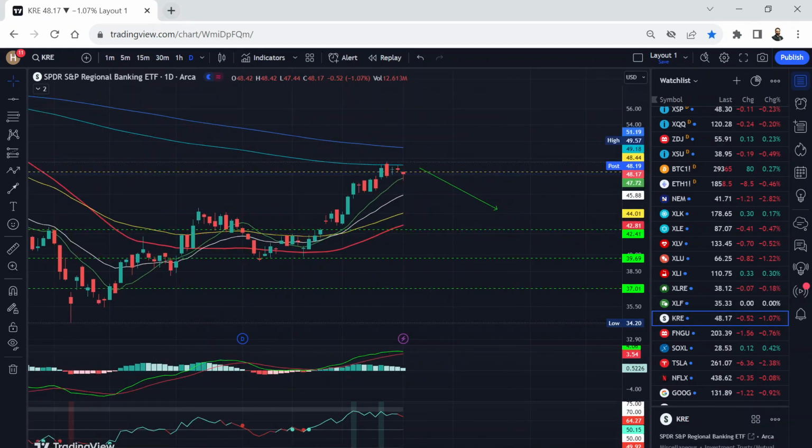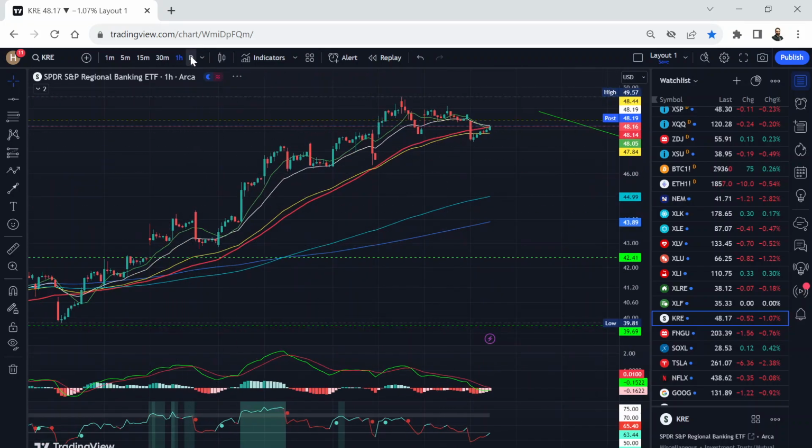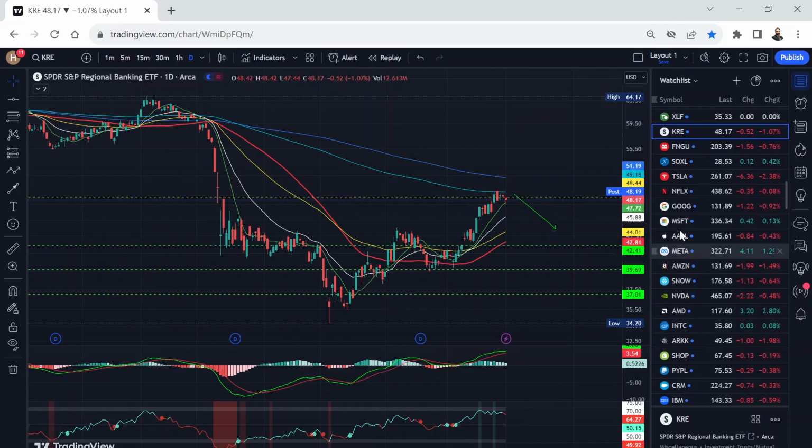KRE also, let's go to 1 hour chart. Did it fill this gap? No, it did not, but there are multiple gaps to the downside. This is regional bank ETF, so it could be heading lower.